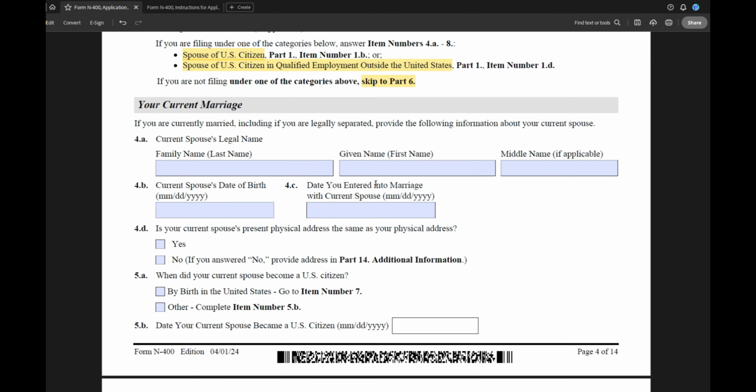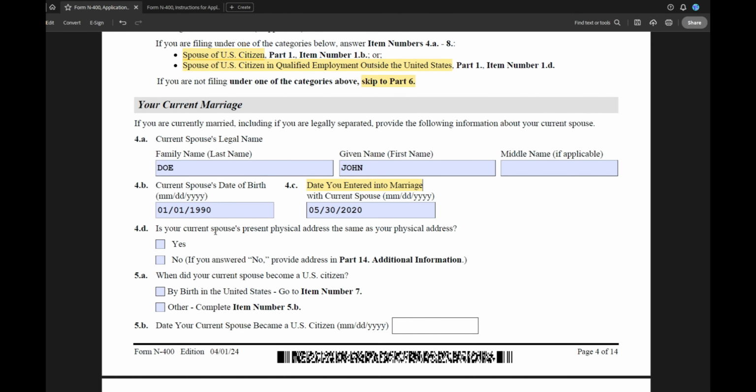Moving on, because Jane is applying based on her marriage to a US citizen, we're going to fill out her spouse's information. So her current spouse's name, date of birth, and date of their marriage.